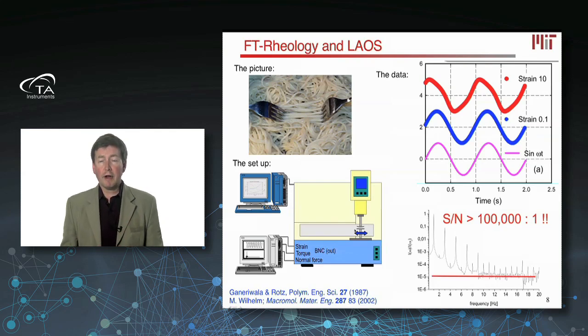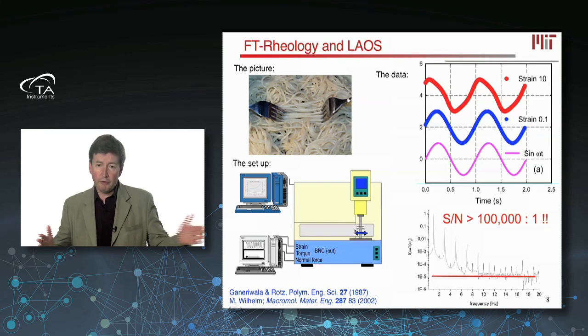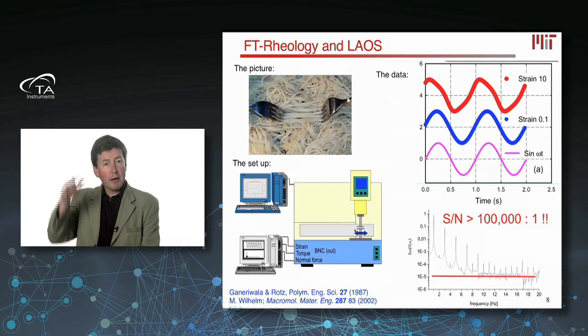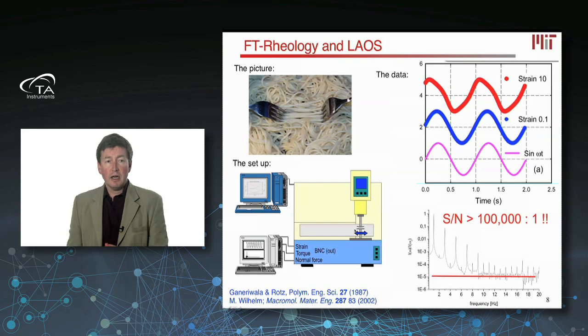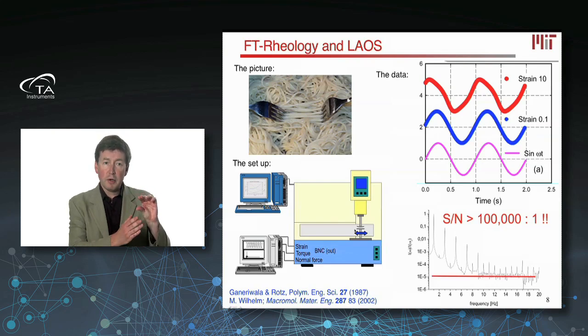And if you take a Fourier transform of that, then what we typically plot is frequency along the horizontal axis and amplitude along the vertical axis. And here's an example taken from some work by Manfred Wilhelm on an entangled material. And you can see not just one harmonic, but you can see a second harmonic and a third harmonic. And in fact, you can see all the way down to about a fourth or fifth harmonic very clearly here.